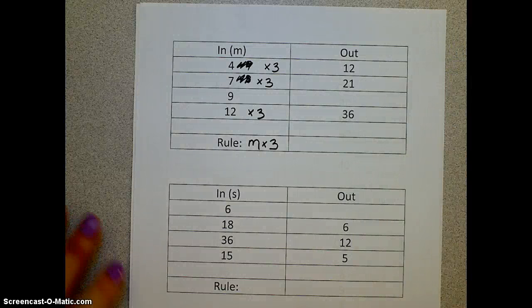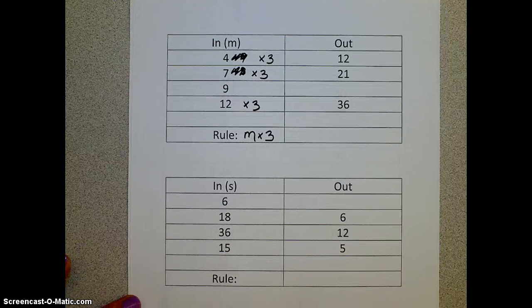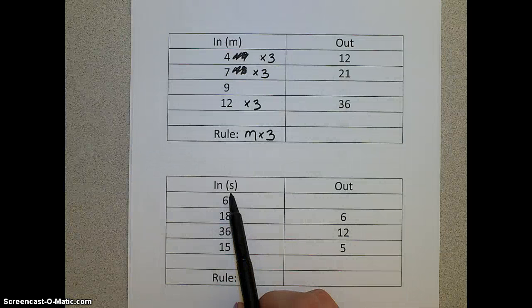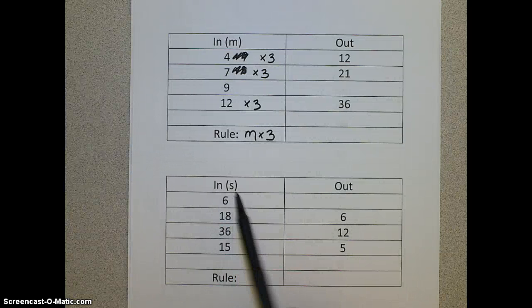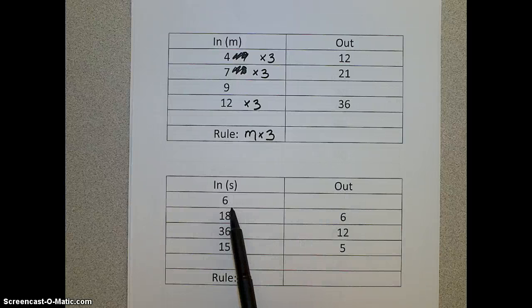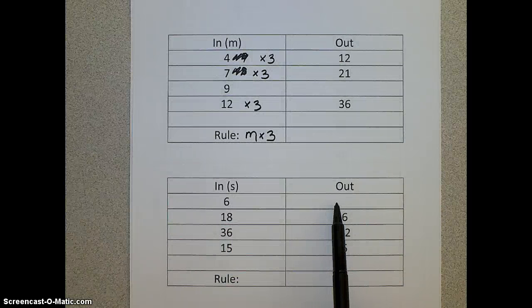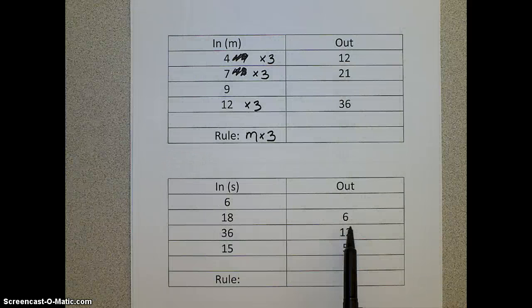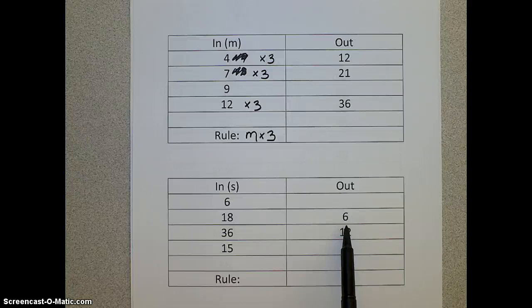Great, good job. Let's go to our last table for our last example. I have an in and my variable is s, and my out. My first in, that's our blank, that's our out. We're not sure what that is yet. So I want to think about 18 to 6. The number goes down. So when I think about our tips, it's either subtraction or division.